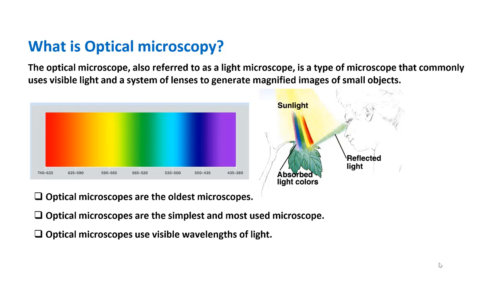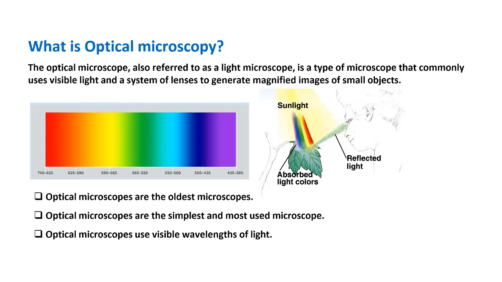Now coming to the basics of optical microscopy. The optical microscope, also called the light microscope, is a type of microscope that commonly uses visible light and a system of lenses to generate a magnified image of a small object. As I told, visible light contains different colors of light, and depending upon the object, if it absorbs all the light, we see it as black because we are not able to get any reflected light out of it. So there will not be any color.